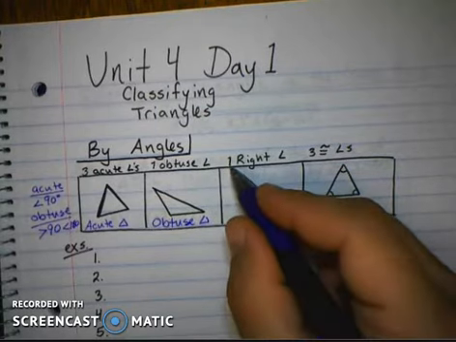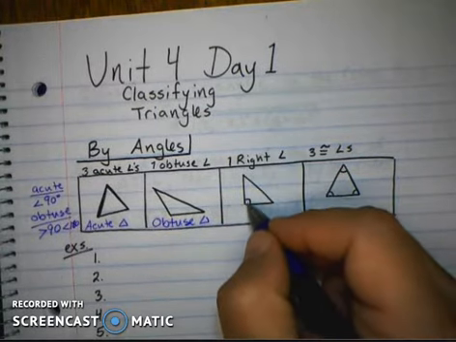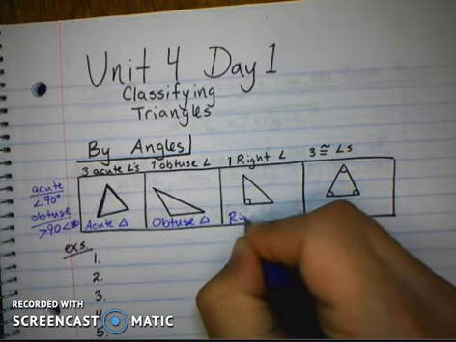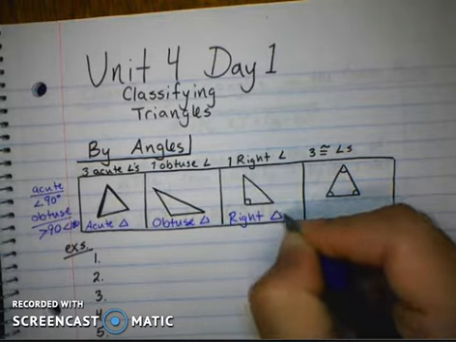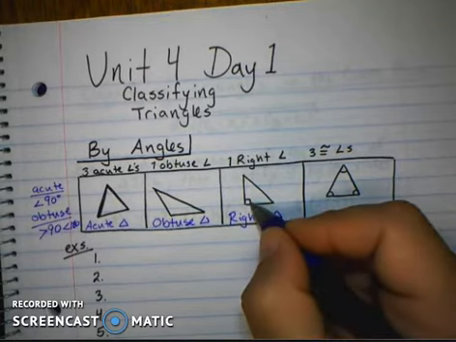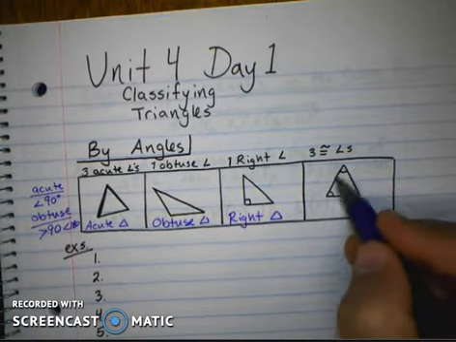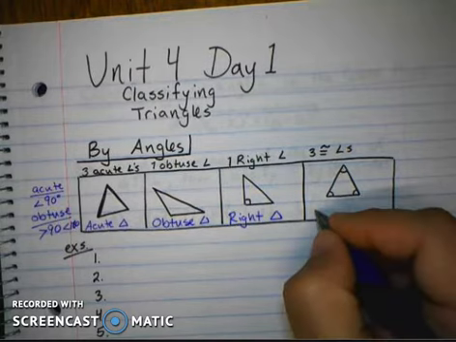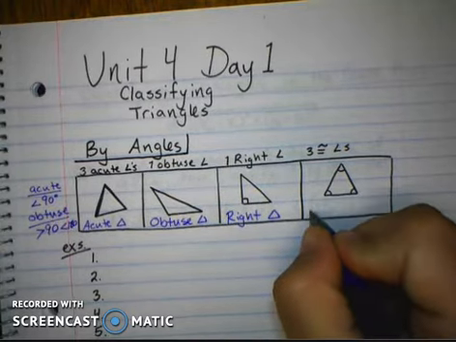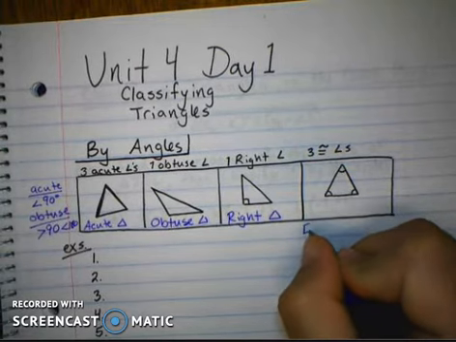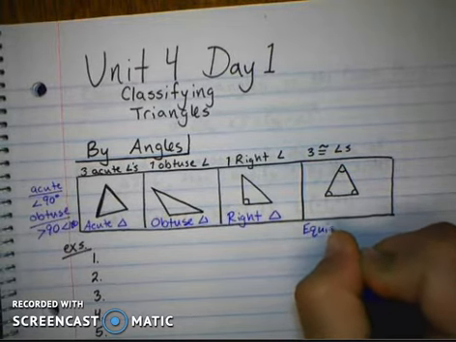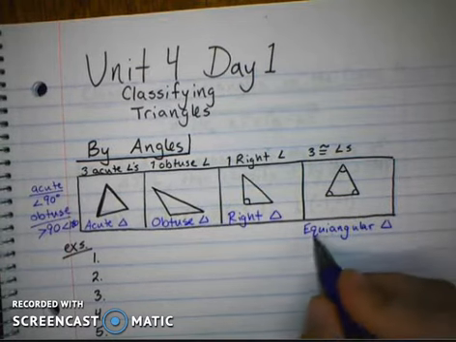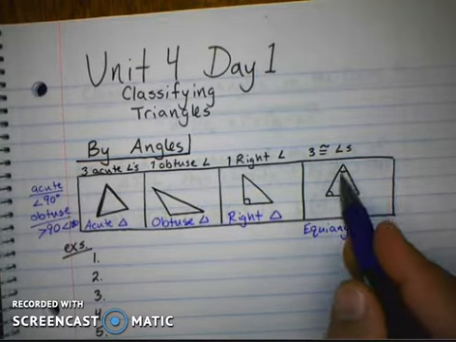And then if there is one right angle, there can only be one right angle, but if there is one right angle, we call it a right triangle. And remember, right means exactly 90 degrees. But if all three angles are congruent, then we call this an equiangular triangle. Equiangular. Right? They would all be the same.